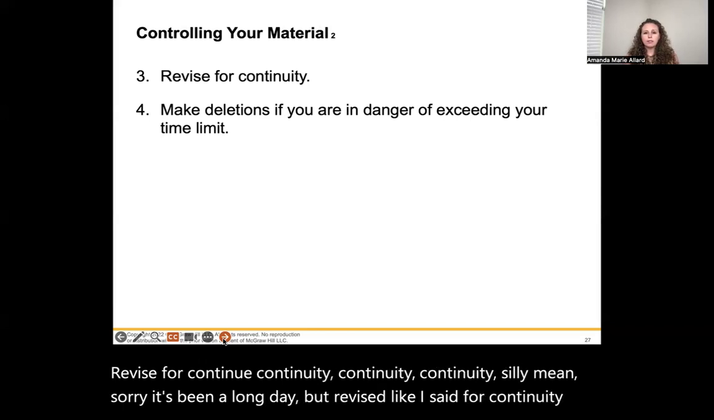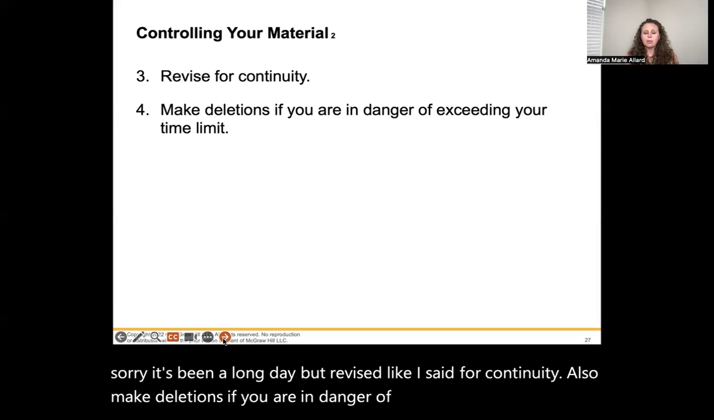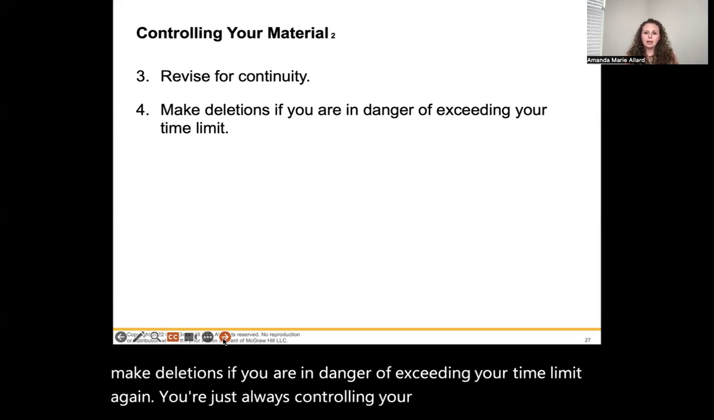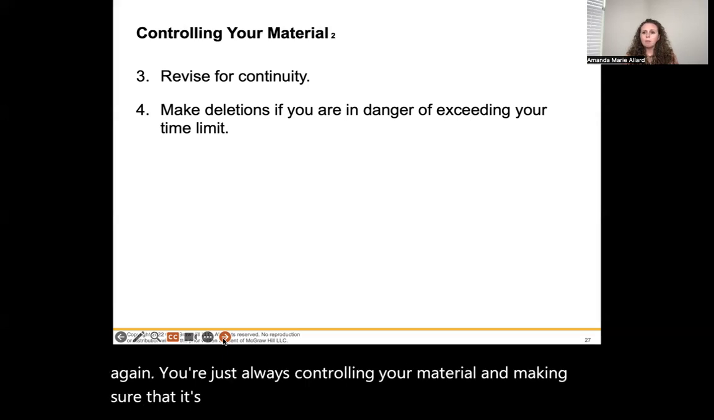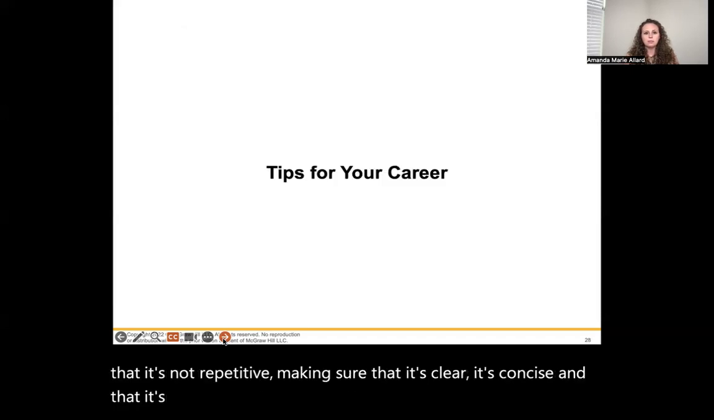Also make deletions if you are in danger of exceeding your time limit. Again, you're just always controlling your material and making sure that it's not repetitive, making sure that it's clear, concise, and that it's within those time limits.